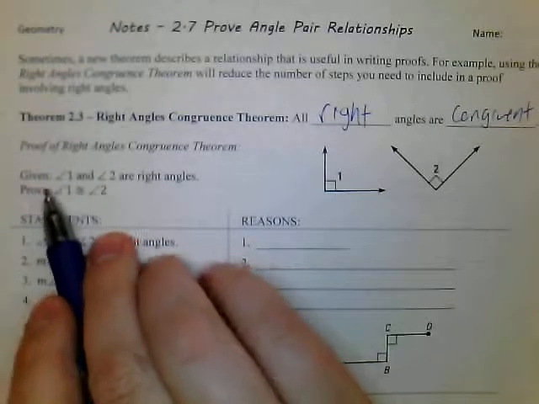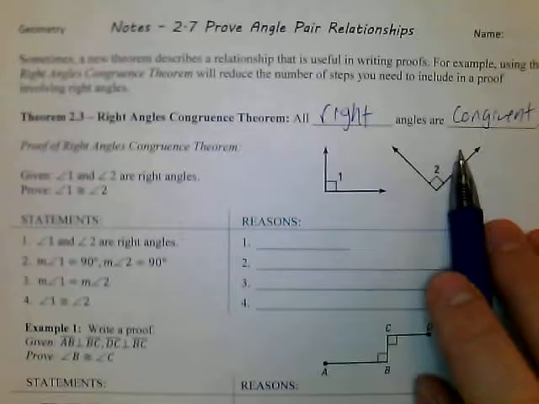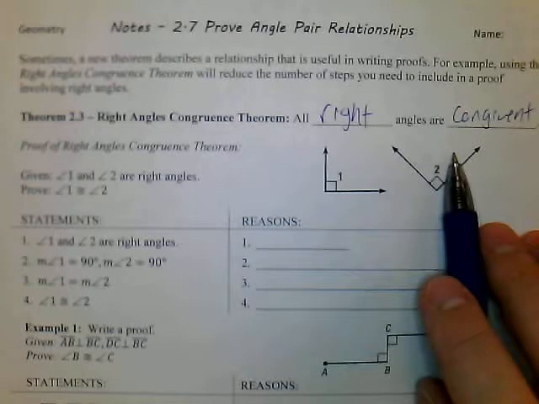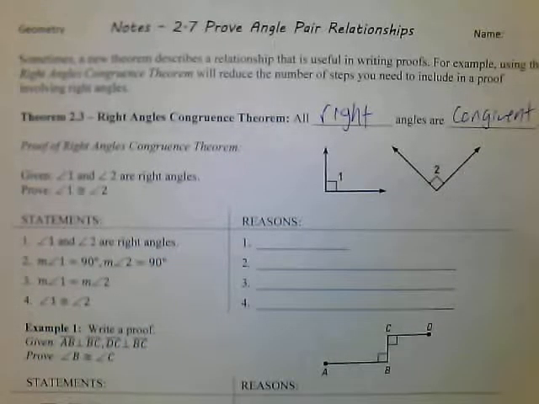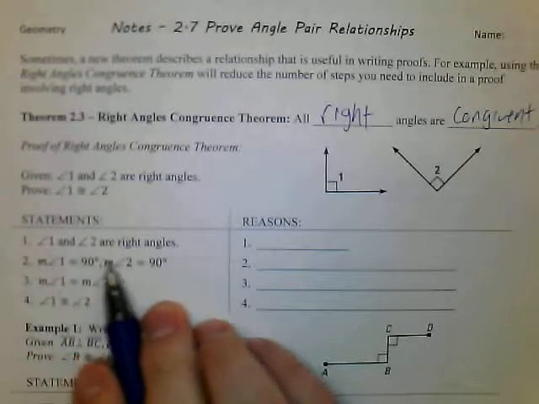So what we're given is that angles 1 and 2 are right angles. So that's this angle and this angle here. Now what we're trying to prove is that angle 1 is congruent to angle 2. So you can see the steps here, the statements on the left side. Let's just go through those one by one, and then we'll fill in the reasons. So the first part, angles 1 and 2 are right angles.